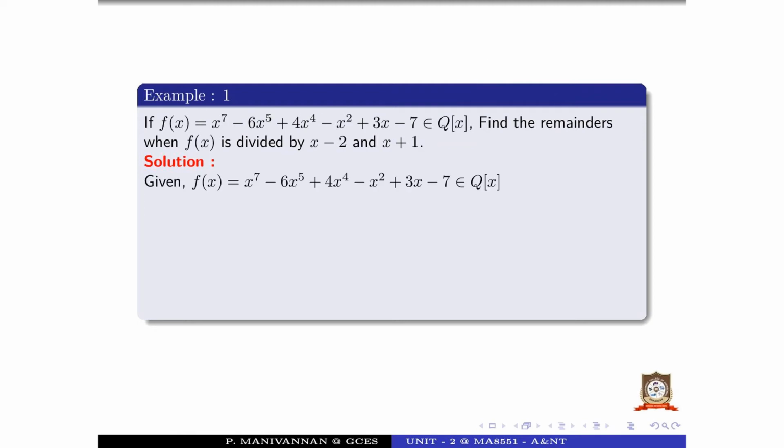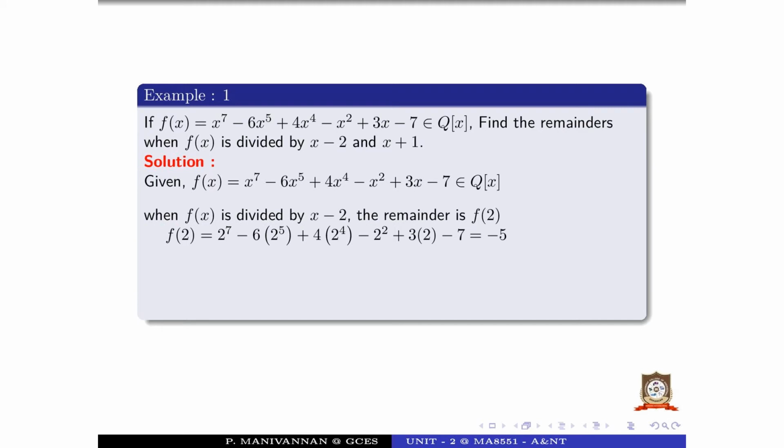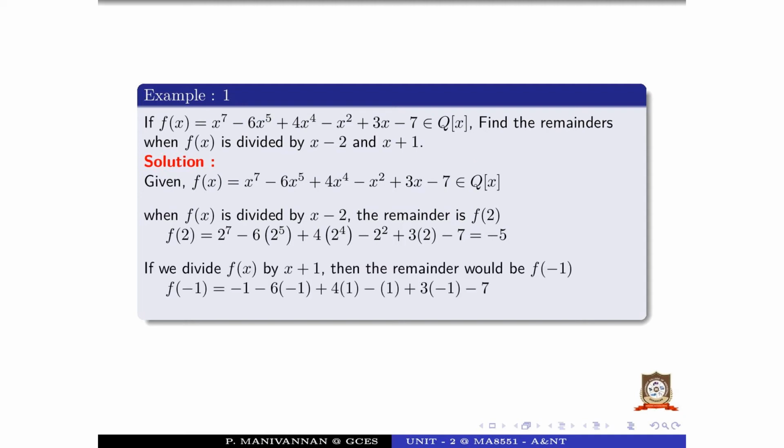When given f of x, the coefficients belong to Q. When f of x is divided by x minus 2, the remainder is f of 2. Therefore f of 2, put x equal to 2, we get minus 5. Similarly, x plus 1 equals 0, so put x equal to minus 1. So f of minus 1, simplifying this value, we get minus 2. Therefore, minus 2 is the remainder.